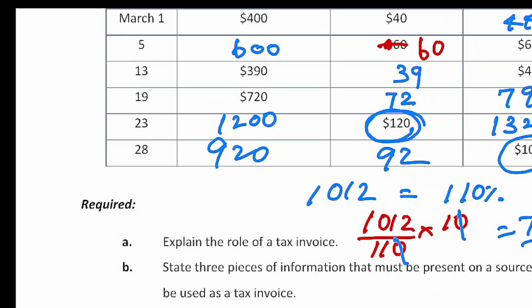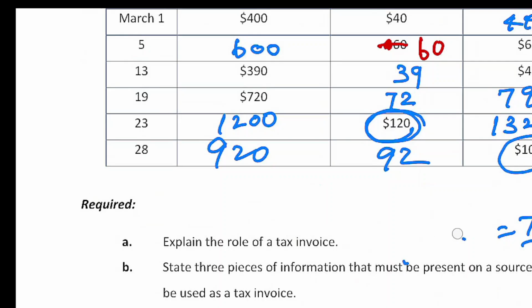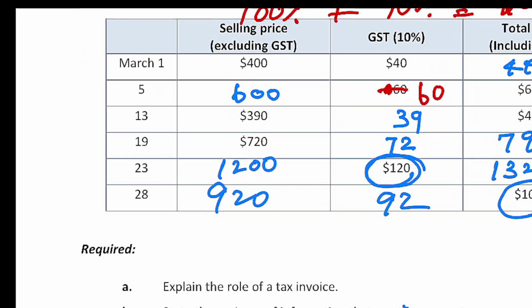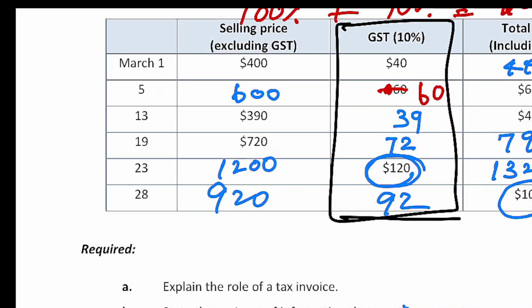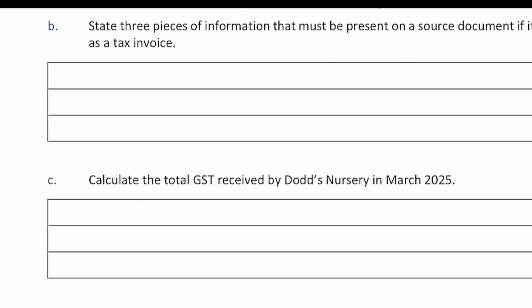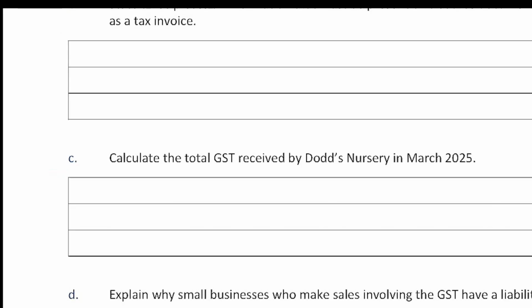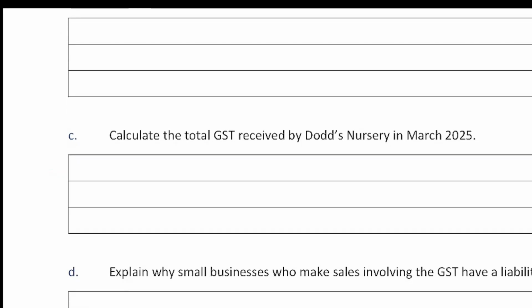Okay, then for part C, what should you do? What should you do for part C? Yeah, you have to add all of them. This column, the GST column, should be added. How much? 423. Yeah, 423. So then calculate the total GST received by the nursery was 423.